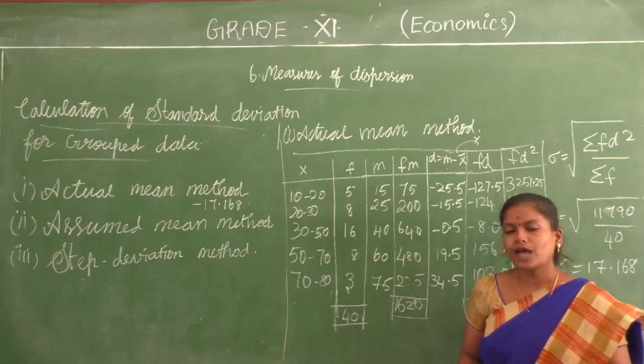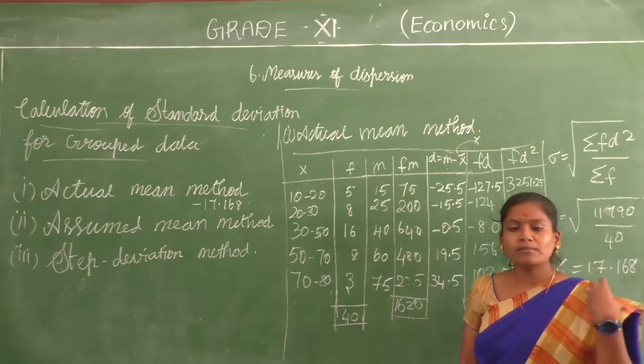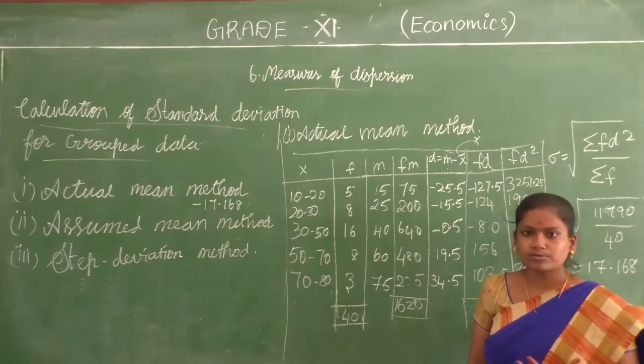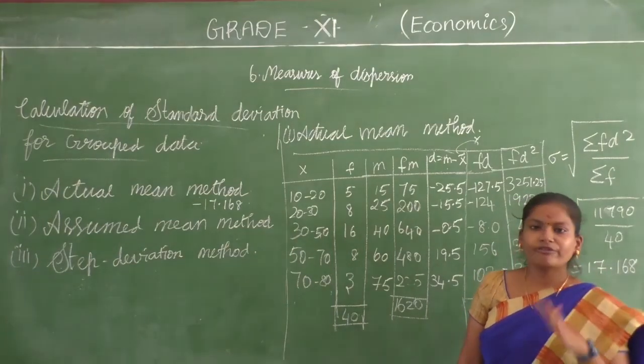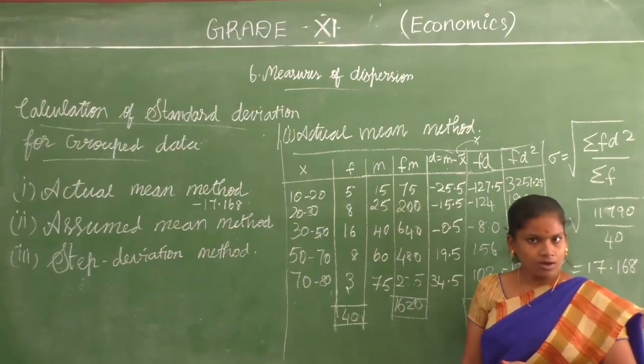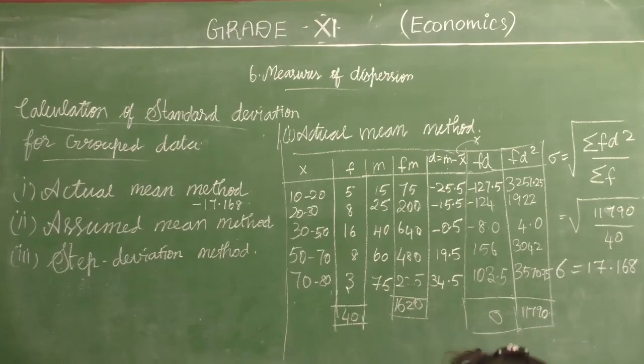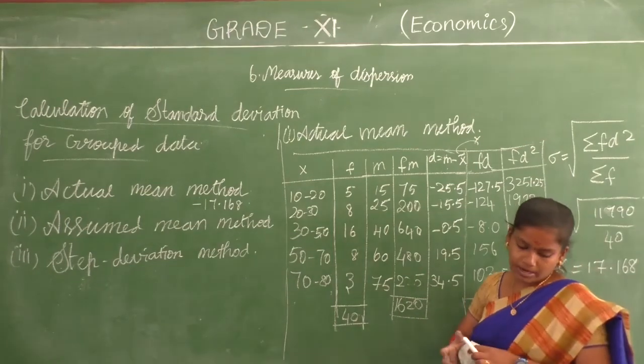Actual mean method is the same. For ungrouped data we take the x value; for grouped data we focus on the m value. Ungrouped data has no frequency, grouped data has frequency. Alright children, these are the differences that we see between the grouped data method and the ungrouped data method.